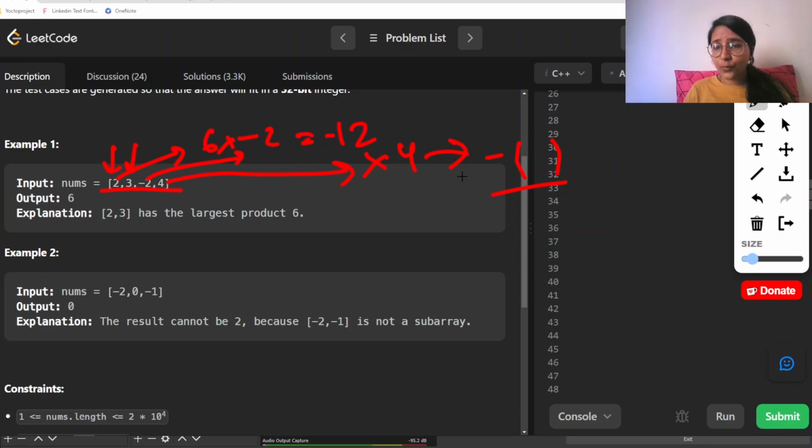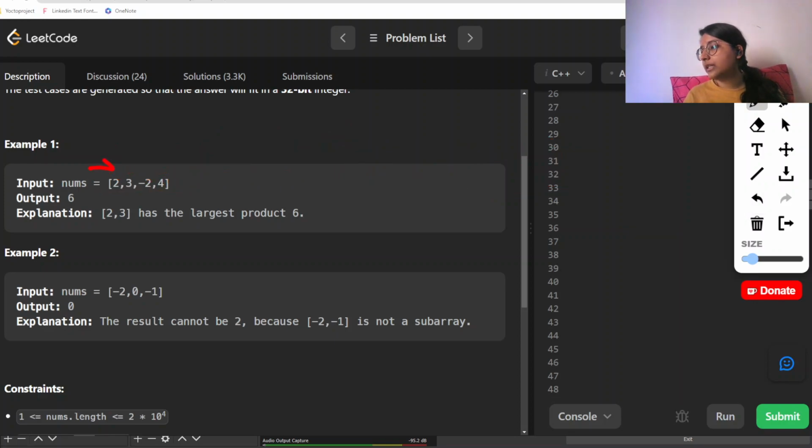For that purpose, what we can do is, see, if we go from this direction, we will be getting this 6, and then multiplying by minus 2 gives something else, and then multiplying by 4 gives something else, right? Until now, whatever maximum product there is, we will be storing. So we will be storing this 6, and then we will be moving forward. That would be the scenario.